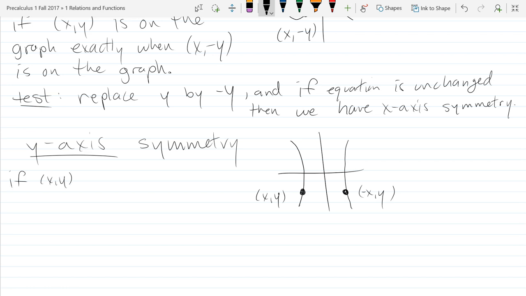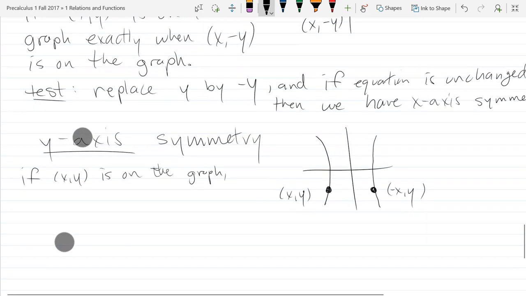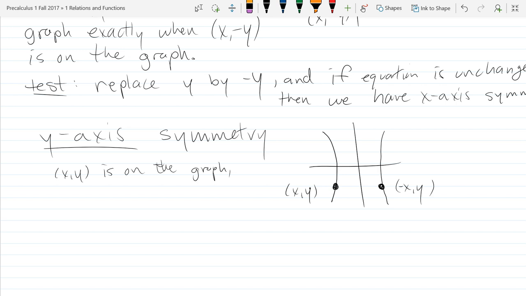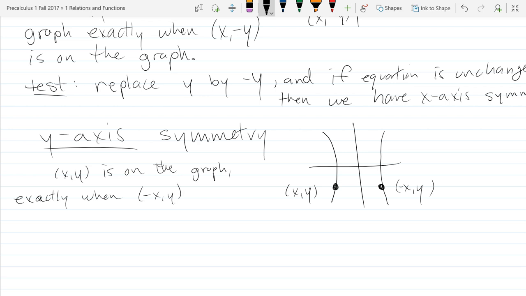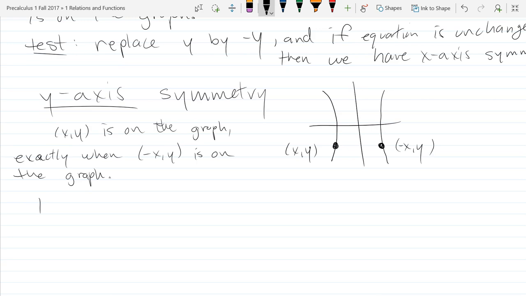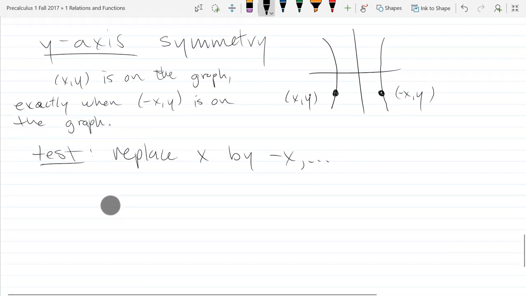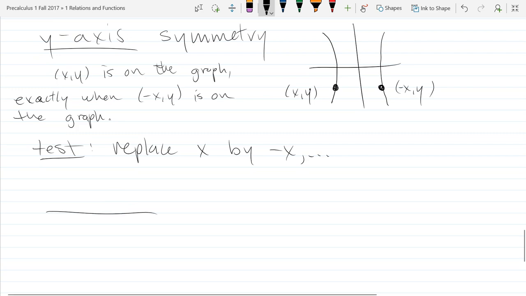So x, y is on the graph exactly when negative x, y is on the graph. Our test is going to look almost identical to the previous test. We're going to replace x by negative x, and I'll just write dot, dot, dot. If we get the same equation, then we have y-axis symmetry. And there's a third type of symmetry, and it's what we call origin.